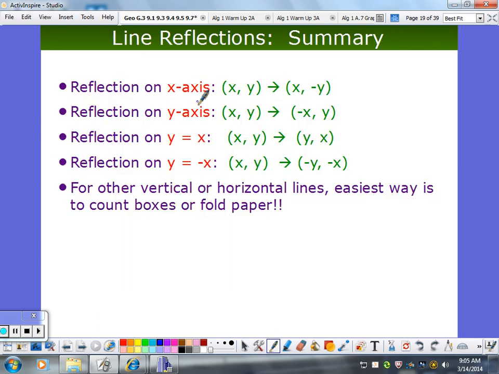So what do we have so far? Okay. Do we have to know these? Are these on the formula sheet? No. So you do have to know them. These, I think, are two parts to figure out. (x, y) goes to (x, -y) when you're going over the x-axis, going this way. So your x's stay the same, your y's become opposite. You're going over the y-axis, your y's stay the same, but your x's are opposite. Y equals x means flip them. Y equals negative x, you're flipping and negating. For other vertical and horizontals, I would just count boxes. I think that's the easiest way.